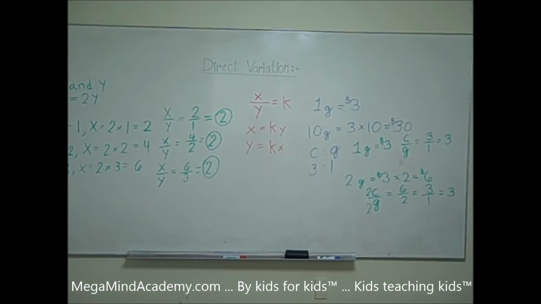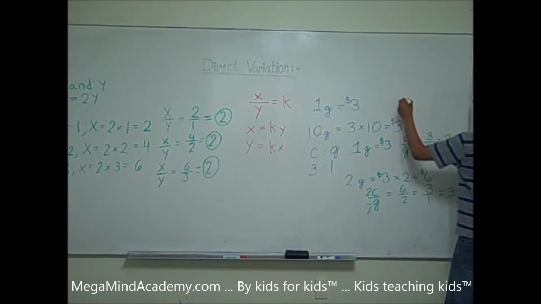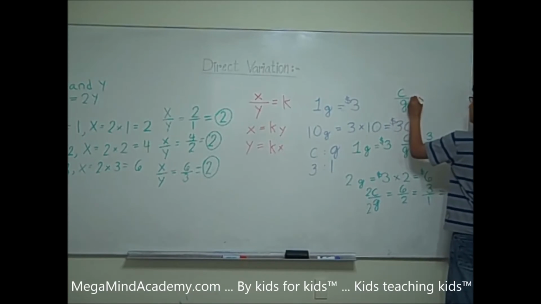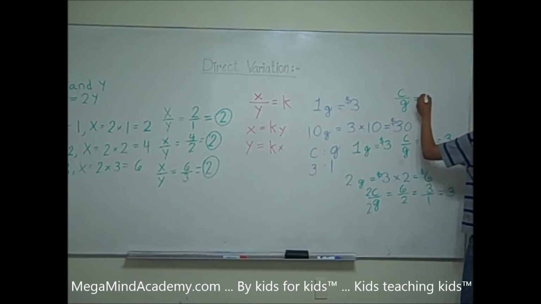So we can say that C over G is equal to 2C over 2G, which would then become equal to 3C over 3G, etc.